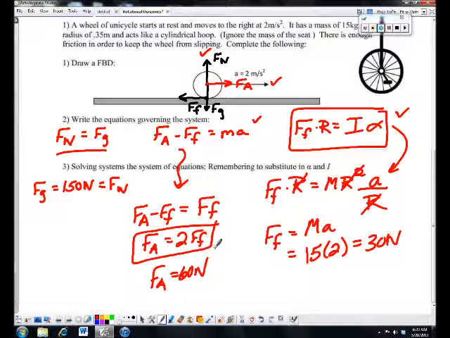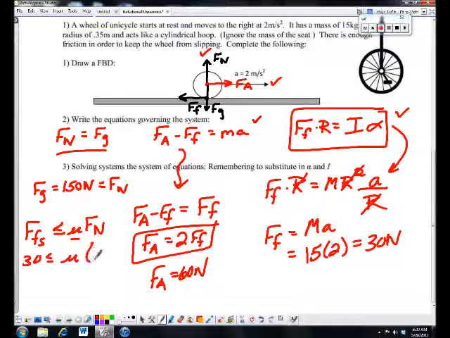For instance, I could know the minimum mu required. So our force of friction, because this is static friction, has to be less than or equal to mu Fn. And so the minimum mu required here would be, let's see, force of friction is 30 newtons, less than or equal to some unknown mu times Fn of 150. So mu must be greater than or equal to, what's 30 divided by 150? Let's see, that's 1/5, 0.2.